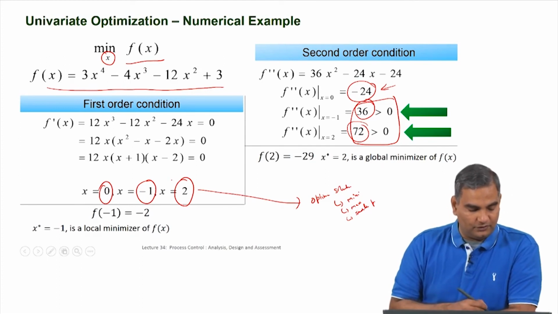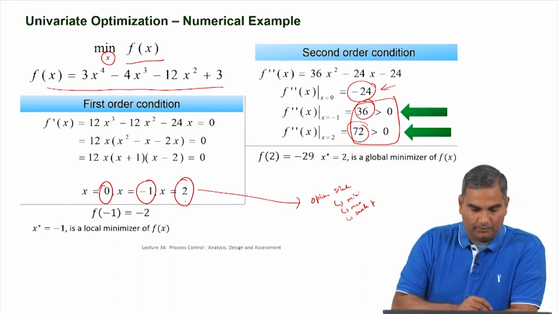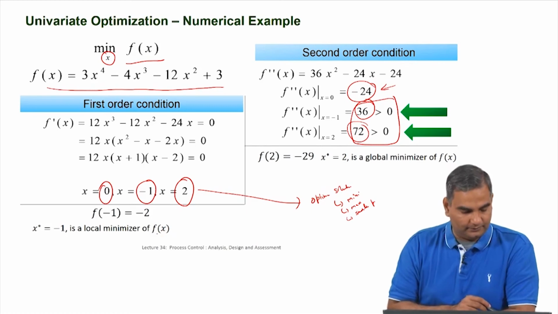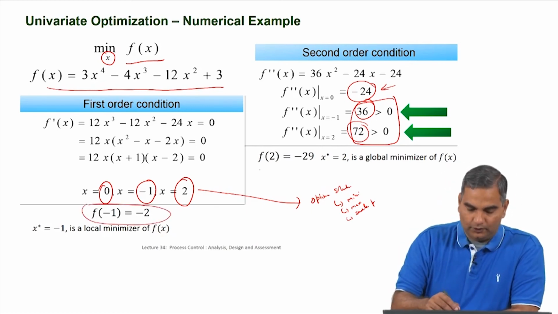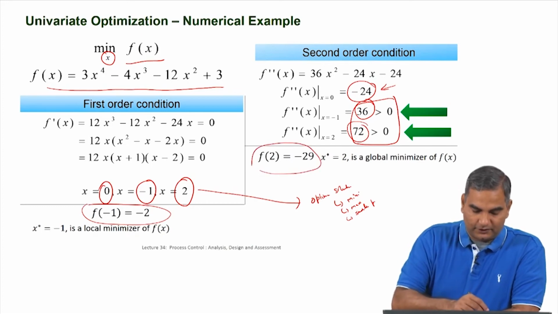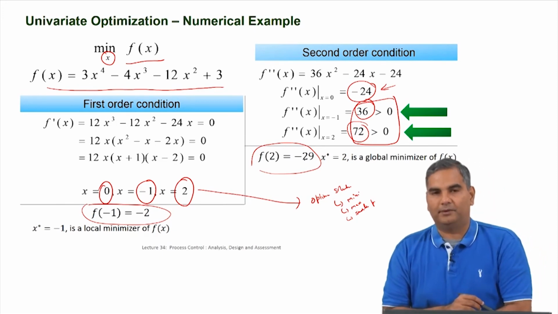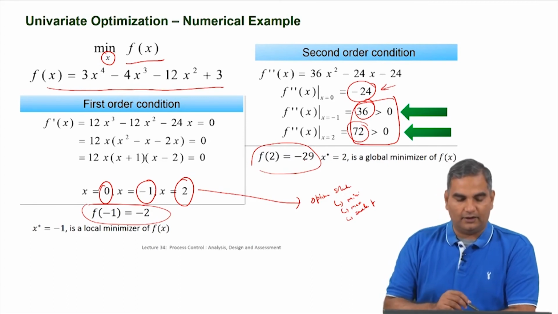Now if you want to find which is a global minimum, then you have to substitute these values. You take these two minimum points and substitute into f. If you substitute x star is minus 1, you will get a value for f of x which is minus 2. And when you substitute x equal to 2 in f of x, you get minus 29 for the function value. So among these two minima points, this x star equal to 2 is a global minimizer of f of x. So this is the basic idea of univariate optimization.